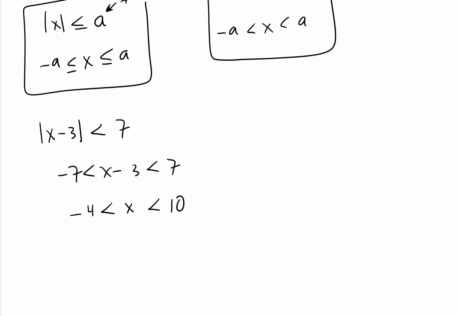We introduce now some new symbols. This small symbol is called small delta, a Greek letter, and this is called epsilon. We're going to use them in this section.